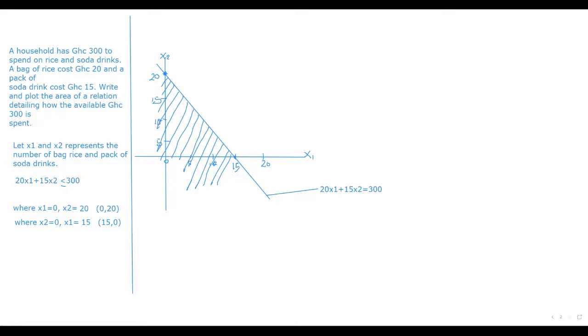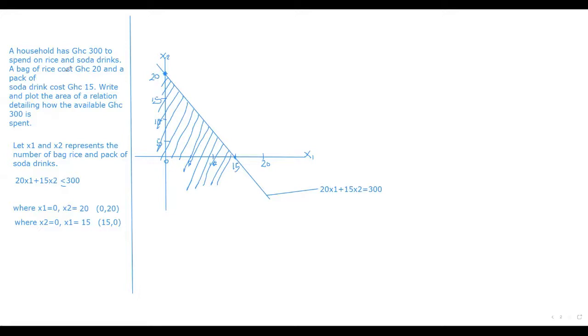We use the equation from the word problem. So we have 20x1 plus 15x2 is less than or equal to 300. So when we are done with that, we have to find the intercepts. You make one variable the subject by setting the other to 0.